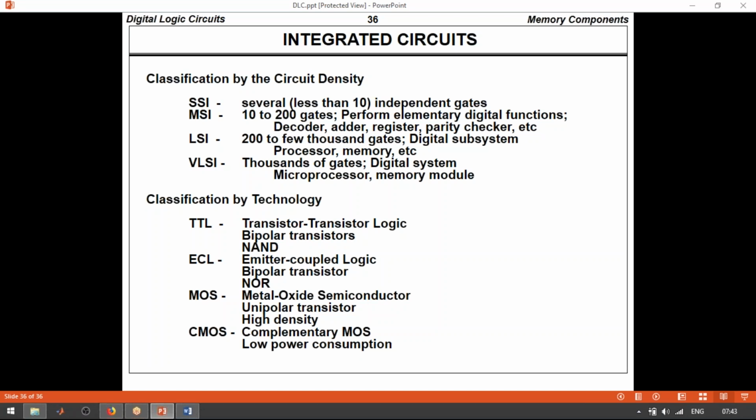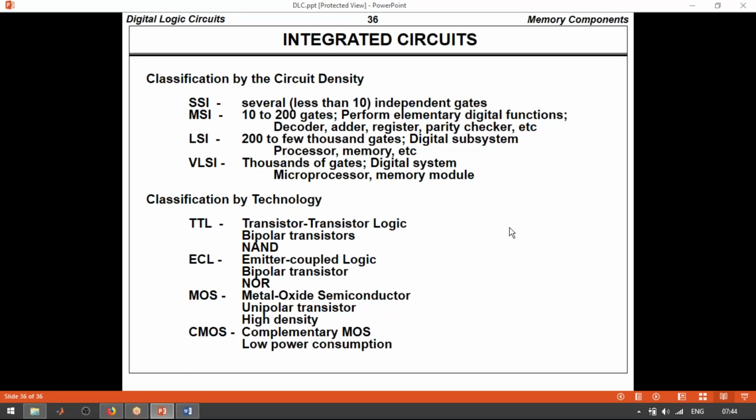But in real time, in the current era, we are not using TTL and ECL logics. Current implementation is only CMOS logic. Because in the discrete components, the small scale, medium scale integration devices, only there they use TTL and ECL logic. But nowadays, all the devices are in ICs. So the CMOS devices are preferable now. The power consumption is very much low, and the packaging density is also very much high.